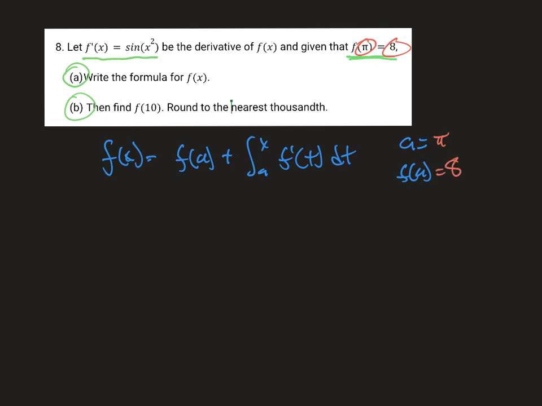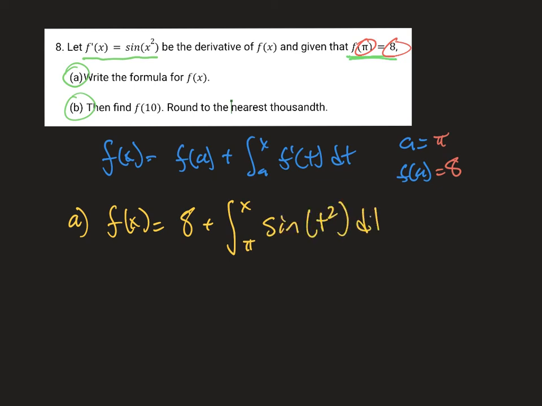So when I'm writing out my formula, for part a, I'm simply going to put f of x equals 8 plus the definite integral from pi to x of sine of, and I'm going to put t squared instead of x squared because it's supposed to be a different variable than the x, right? So we want f prime of t dt. So just change the letter right there. Now we've got our formula.